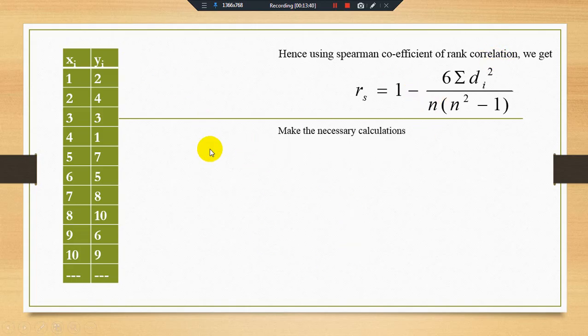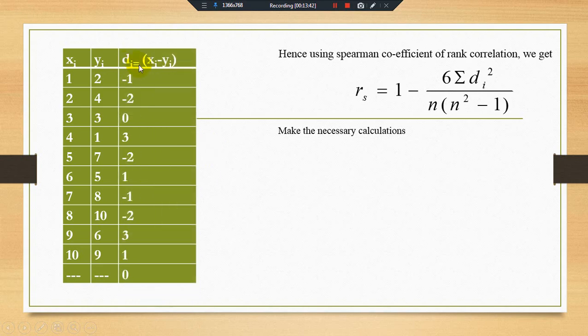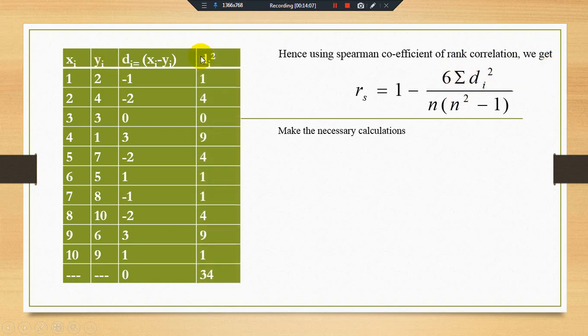So d is equal to xi minus yi. We get minus 1, minus 2, 0, 3, minus 2, 1, minus 1, minus 2, 3, 1 and 0. But we have to take the square of this part. So we take the square of the d.